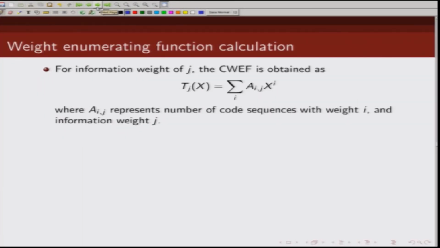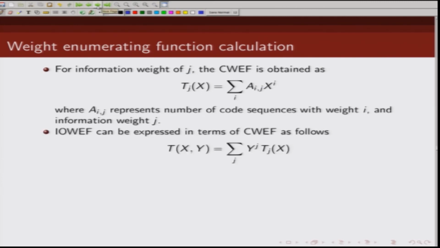So, as I said, for an input weight of j, the conditional enumerating function will give us the output code weight that you can achieve for an input weight of j. And we can write our input output weight enumerating function in terms of the conditional weight enumerating function. So, an input of weight j will result in the conditional weight enumerating function, and we sum it over all j's, that will be our input output weight enumerating function.